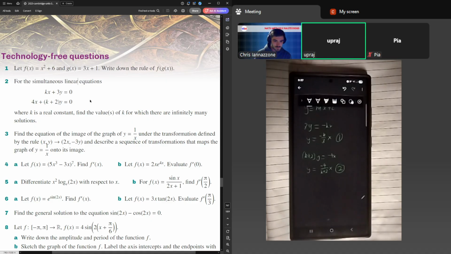Now do we equate and solve for k? Equate and solve for k. Depends on what you mean by equate. There's a couple of ways you could equate. What's the next line? Do you make equation 1 equal to equation 2?